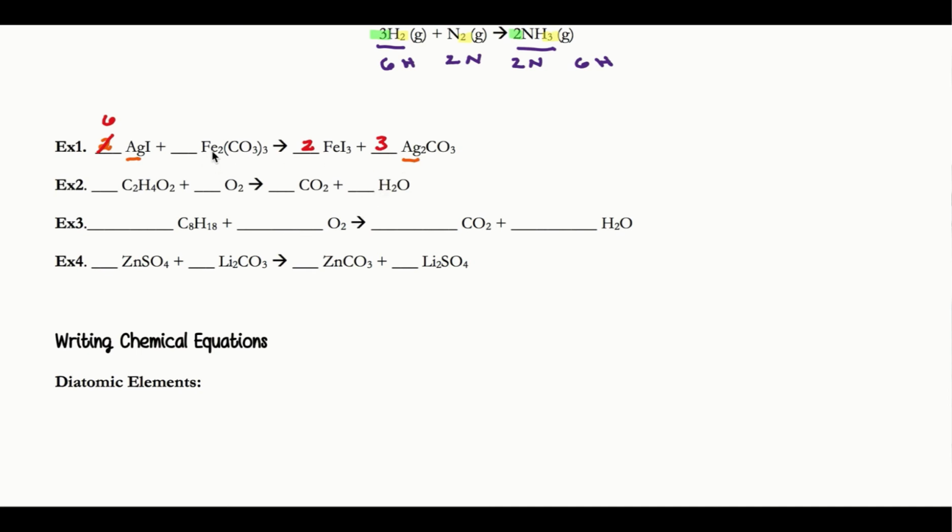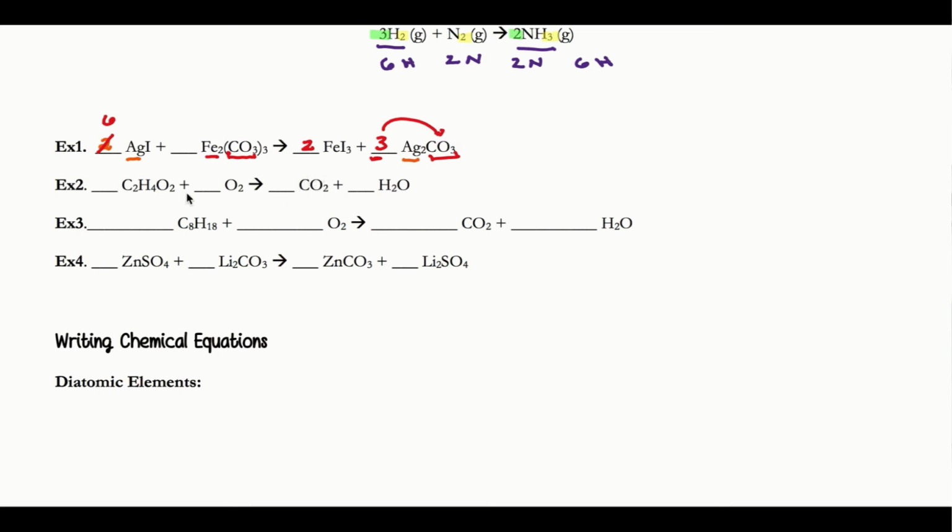For iron, I've got 2 irons on my reactant side, and now 2 irons on my product side because I put a 2 coefficient. Okay? The only tricky thing when you have polyatomic ions: as long as I have my polyatomic ions staying the same on the reactant and the product side, which I do here, then I like to treat my polyatomic ion all together. So I have 3 carbonates on my reactant side, and if you notice, I now have 3 carbonates on my product side. So I am now balanced.